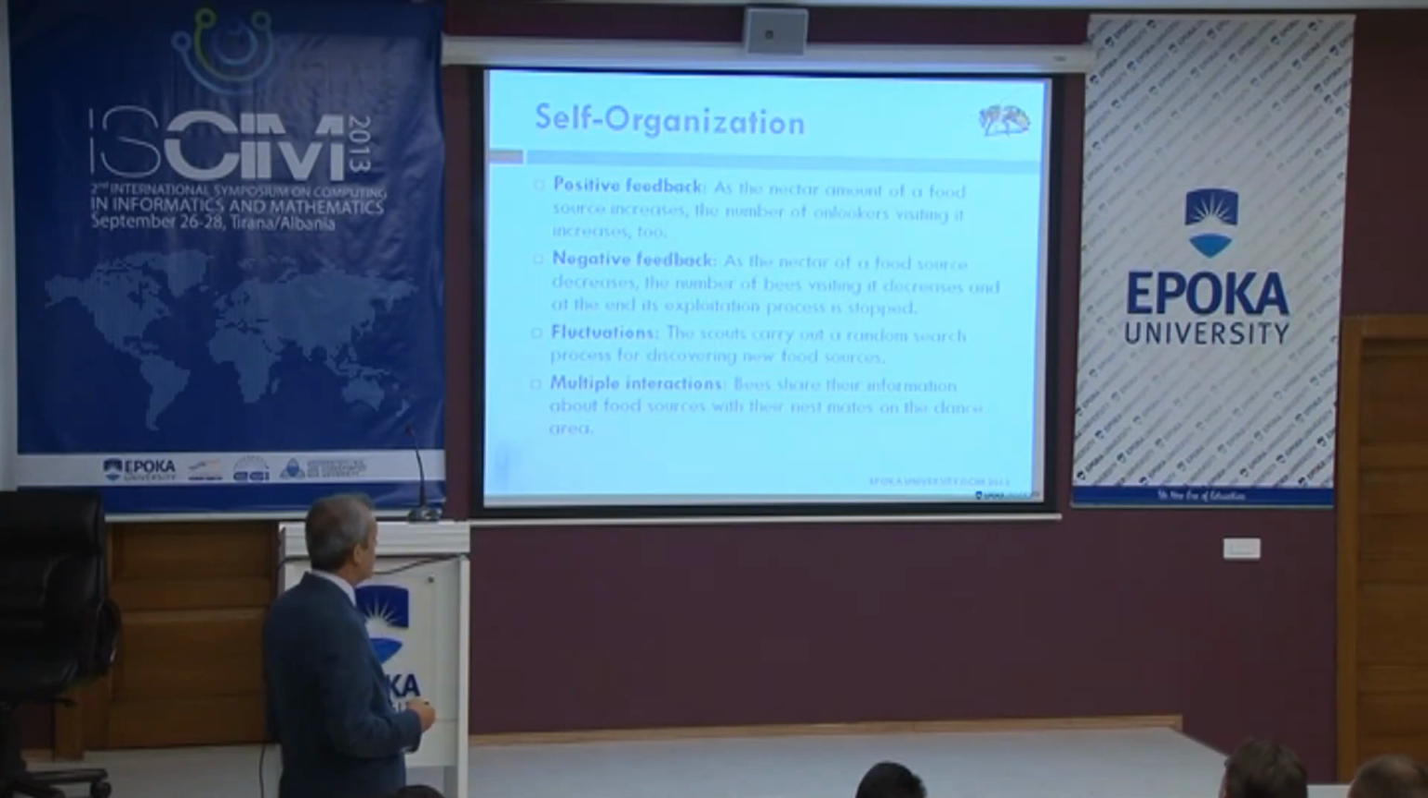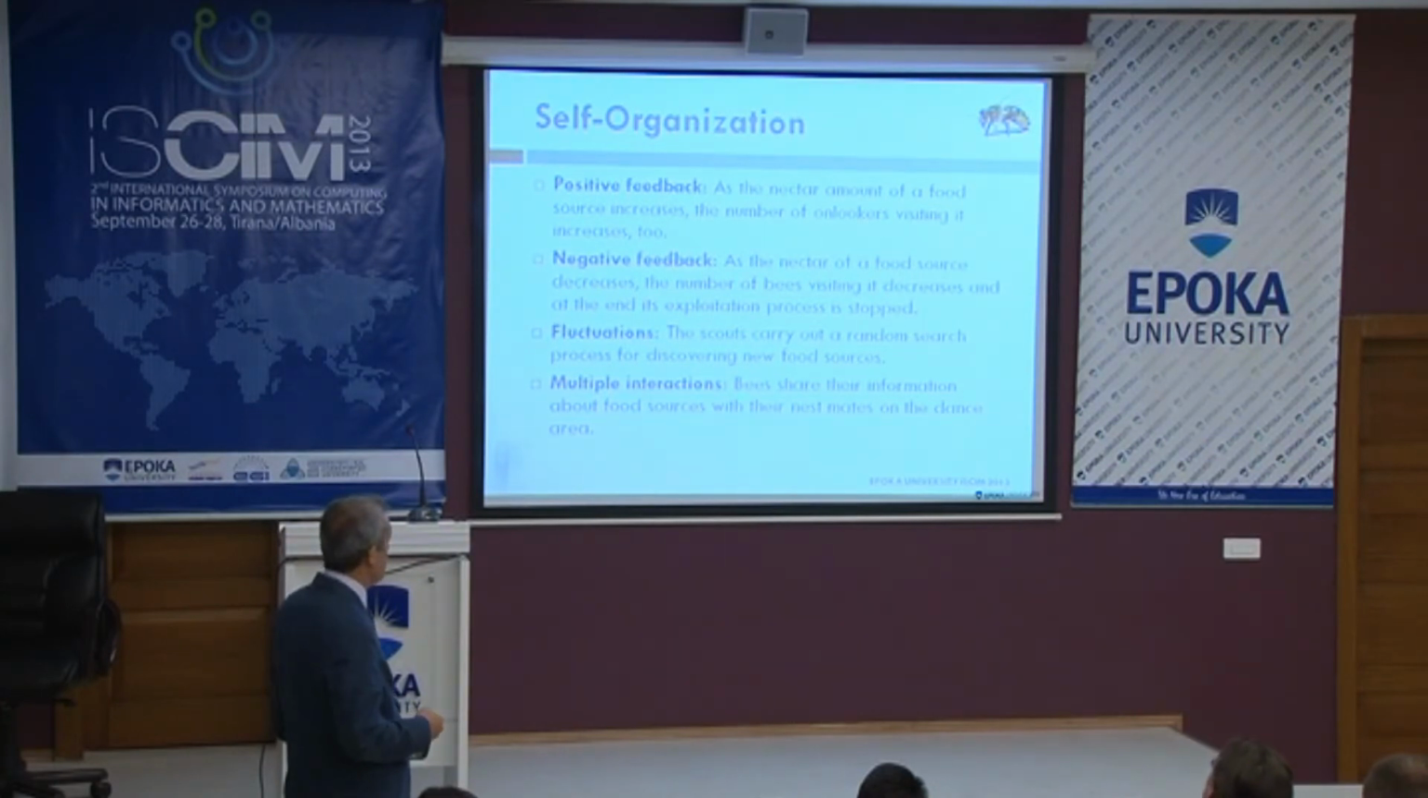And as the nectar of a food source decreases, the number of bees visiting decreases, and at the end, its exploitation process is stopped. Of course, this causes a negative feedback behavior. And fluctuations, the scouts of forager bees carry out a random search process for discovering new food sources.